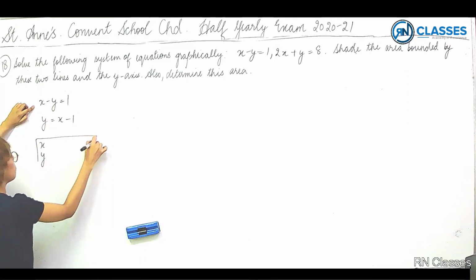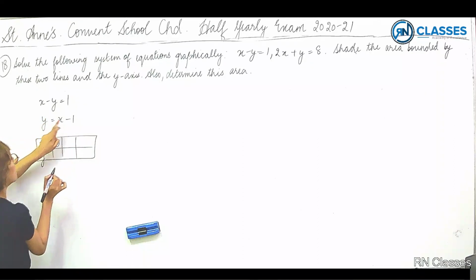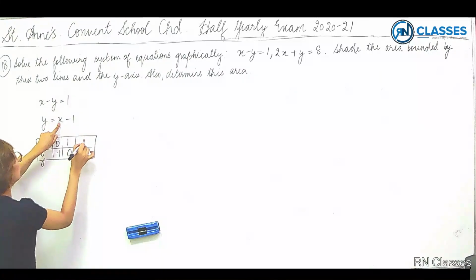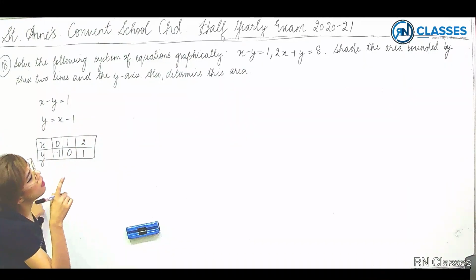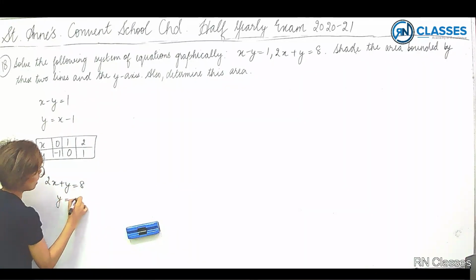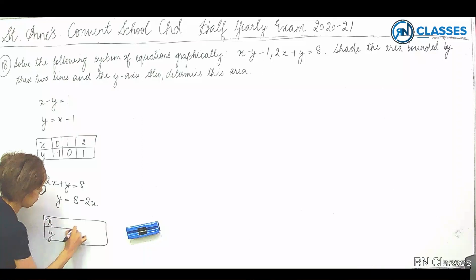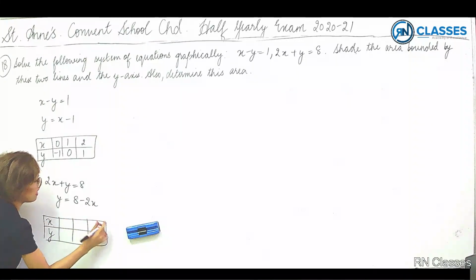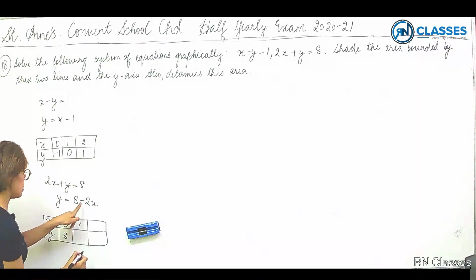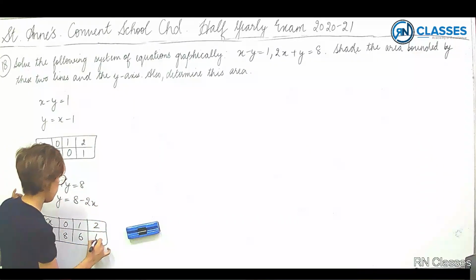So obviously I'll be taking 3 points. So let's see. Put x as 0. So y is minus 1. Put x as 1, y is 0. And put x as 2, y is 1. Right? Next table will be 2x plus y equal to 8. So y can be written as 8 minus 2x. So again, 3 points, let's take. Right, put x as 0, y is 8. Put x as 1, so y is 8 minus 2, 6. And put x as 2, so 8 minus 4, that is 4.